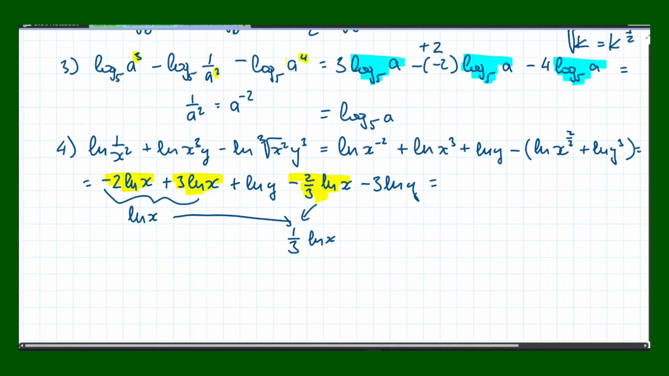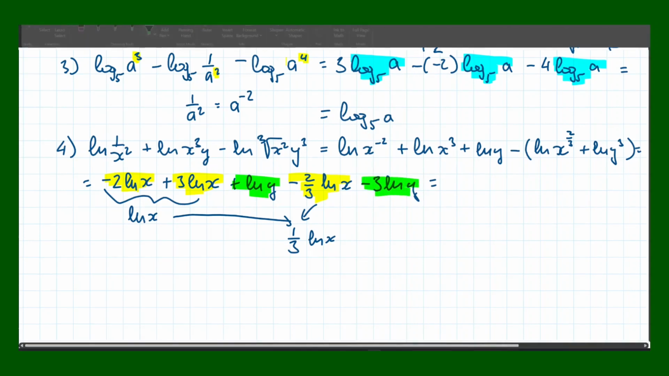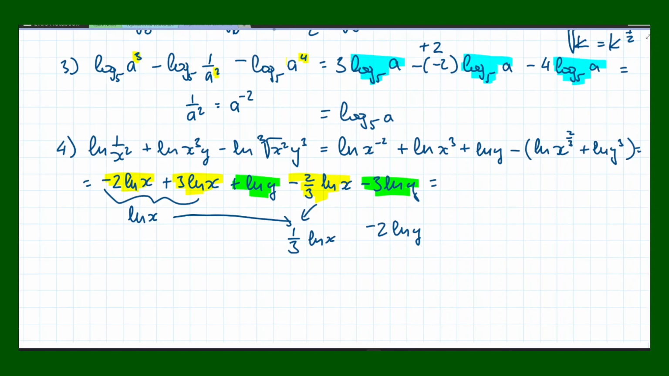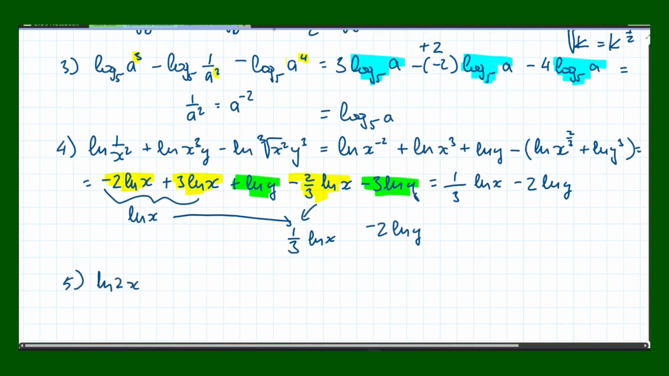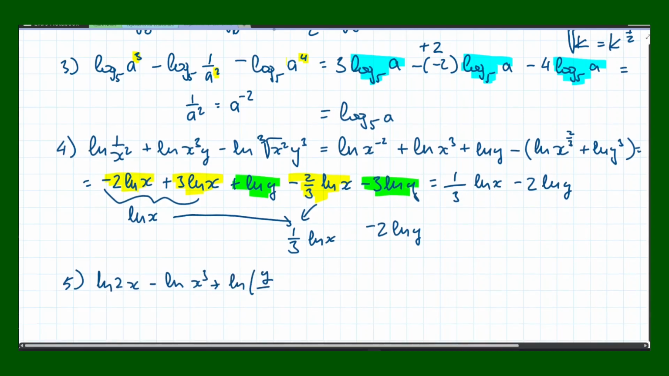What happens to the ln y's? I have got 1 ln y and I have got negative 3 ln y. So altogether they're going to cancel down to negative 2 ln of y. Now I can replace them and the final answer to this long expression will be 1/3 of ln x minus 2 ln y.